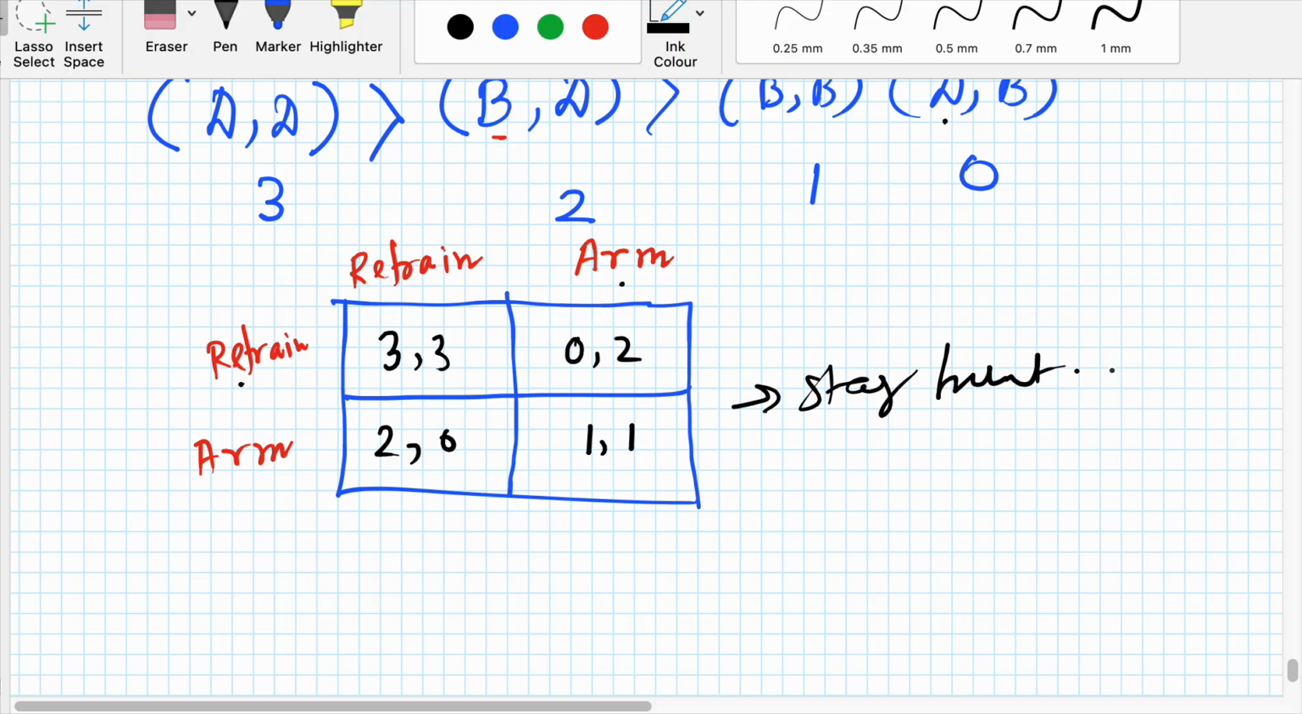So that's it for today's class. In the next class we will see the hawk dove game, another class of game called the hawk dove game, and then we will introduce the Nash equilibrium concept. So thank you.